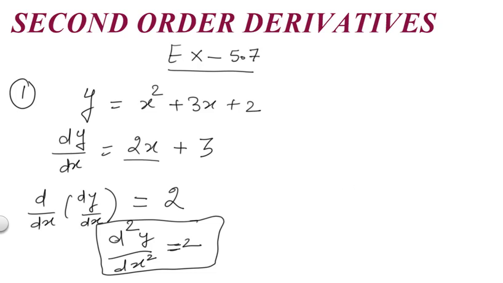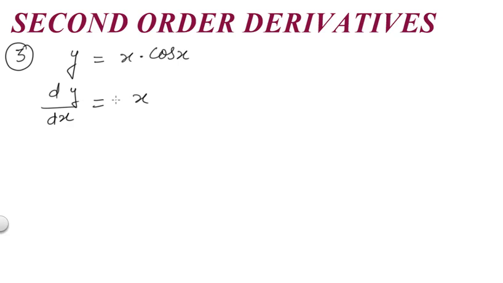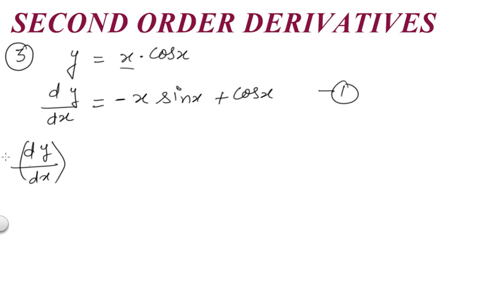Let us solve another question now, which is question number 3. In question number 3, the function given to us is x into cos x. Pay attention here. We will first use the product rule to find the first order derivative. dy by dx will be x as it is, differentiation of cos x is minus sin x, plus cos x as it is, and differentiation of x is 1. This is the first order derivative that we have calculated. Clear? Now we will again differentiate dy by dx with respect to x, because it is a function of x.